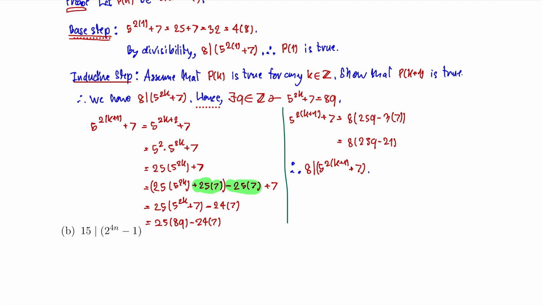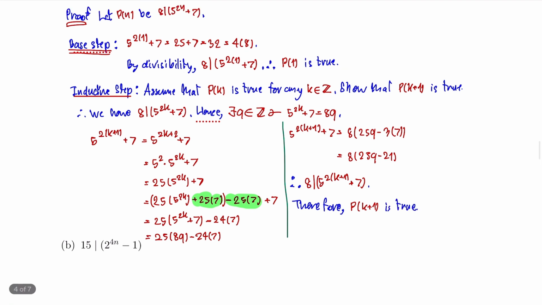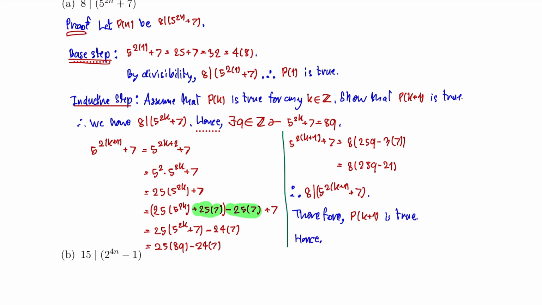Therefore, P(k+1) is true. So we have shown that 8 divides 5 raised to the power of 2n plus 7, which is true for any integer n. Actually, for any positive integer n. That's what we have here.